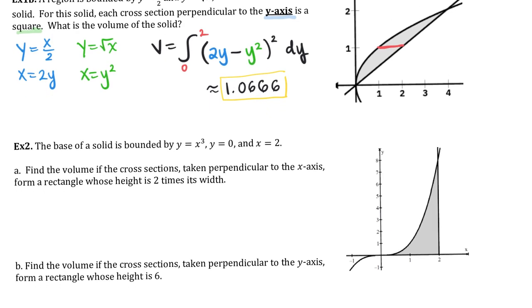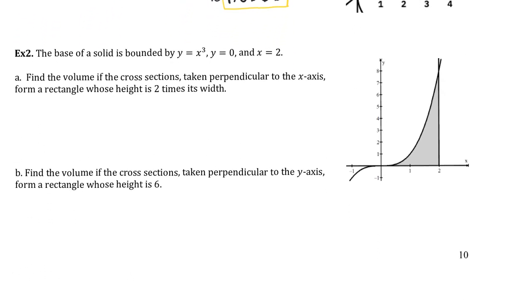Okay, example 2. The base of a solid is bounded by y equals x to the third, which is this function here, y equals 0 and x equals 2. Find the volume if the cross sections taken perpendicular to the x-axis, already the perpendicular to the x-axis is telling me that we're doing this with respect to x, form a rectangle, that tells me what area formula I'm going to use, whose height is twice its width. Okay, let's try this. Volume equals, okay, I know I'm going with respect to x because it is perpendicular to the x-axis. So in the x direction, I'm going from 0 to 2.